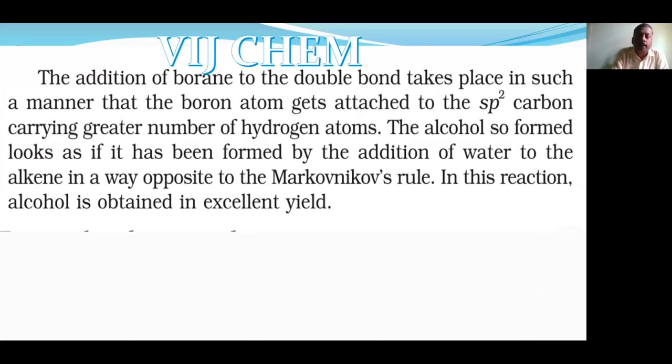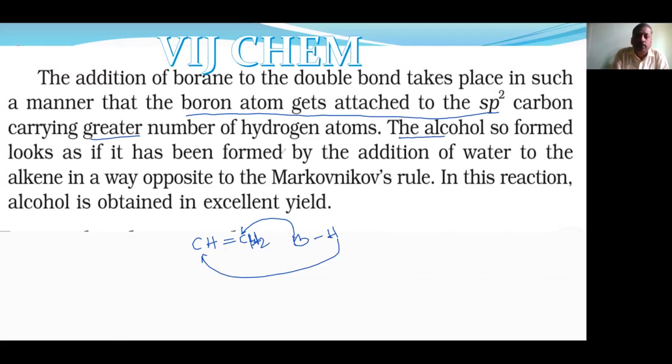Okay. Now that is what I have explained here. The addition of borane to the double bond takes place in such a manner that the boron atom gets attached to the sp2 carbon atom carrying the greater number of hydrogens. So in the previous example, it was the situation CH2=CH. So boron will be attached to the carbon carrying the greater number of hydrogens, and the hydrogen atom will be attached to the carbon carrying the lesser number of hydrogens.